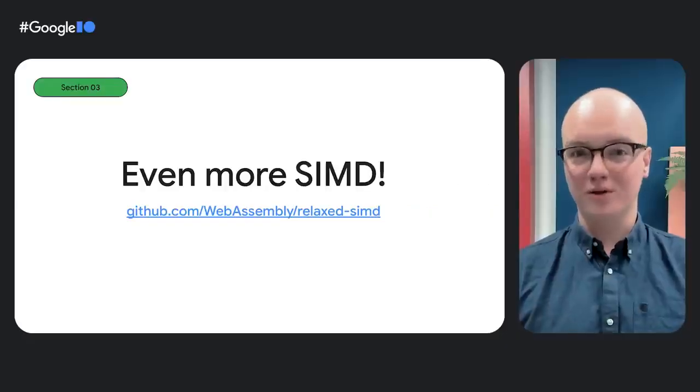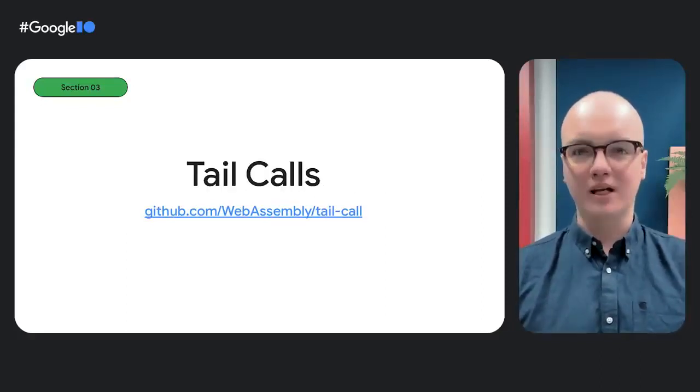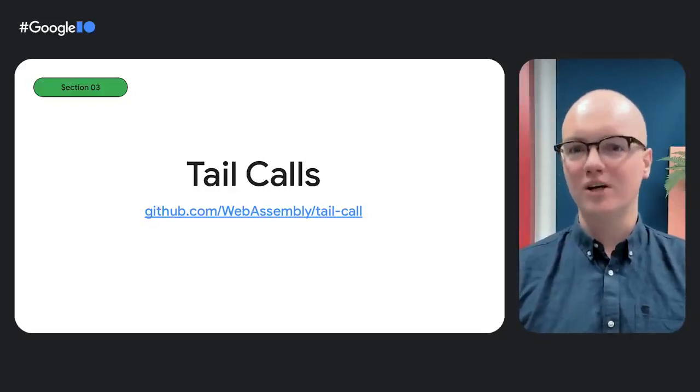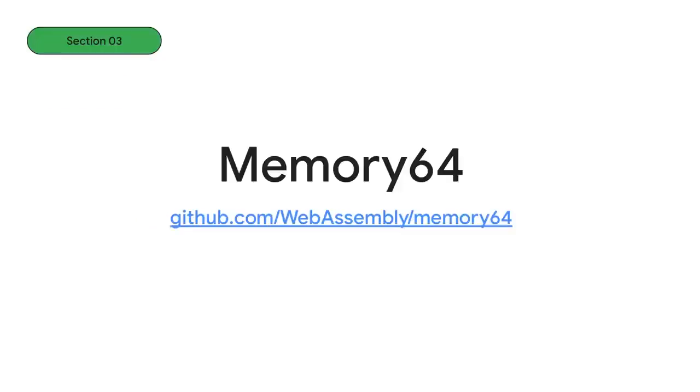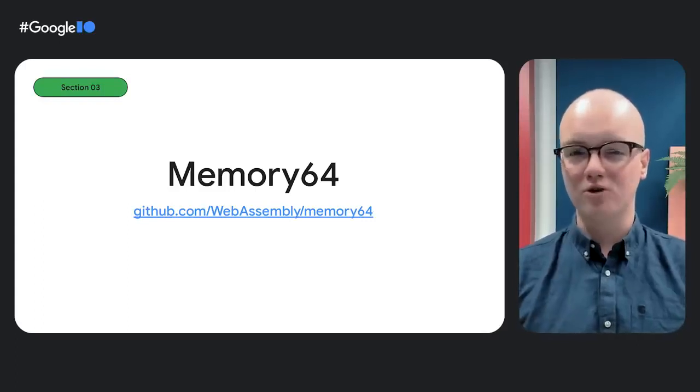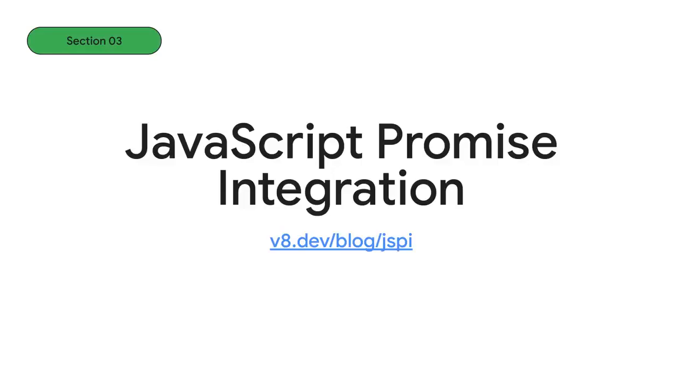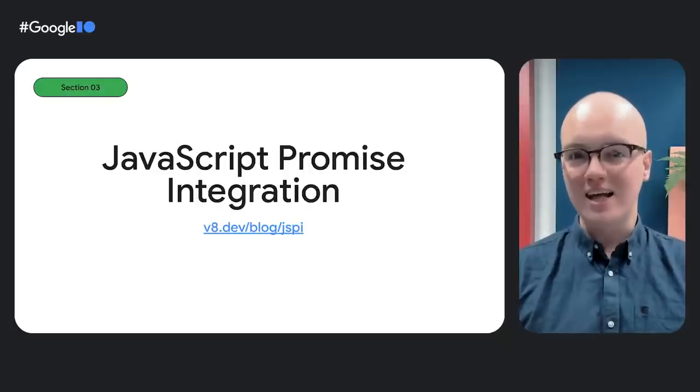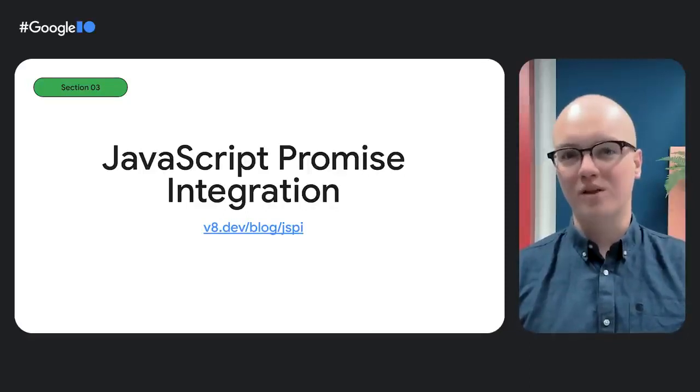The tail call proposal is a critical optimization for functional programming languages and enables better support for C++ programs using coroutines. The Memory64 proposal gives applications the ability to reference more than 4 gigs of memory and makes it easier to port code that assumes a 64-bit architecture. Lastly, the JavaScript Promise Integration API lets synchronous code access asynchronous APIs without substantial code size or performance overhead. This is a big deal if you're trying to make code that assumes a synchronous environment work with the web.